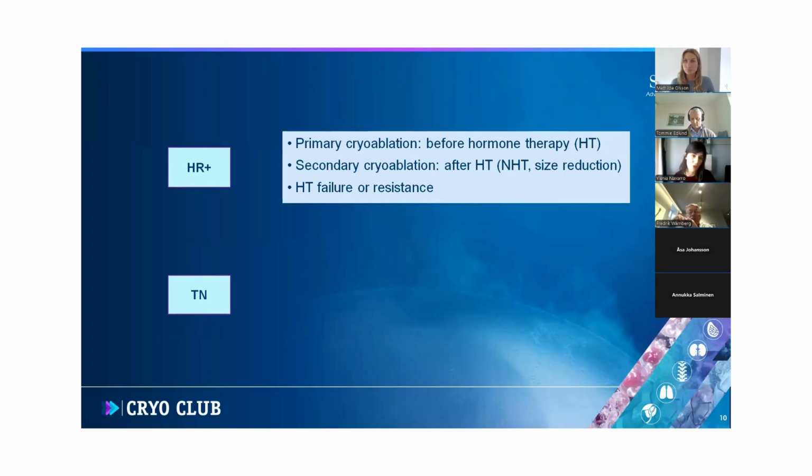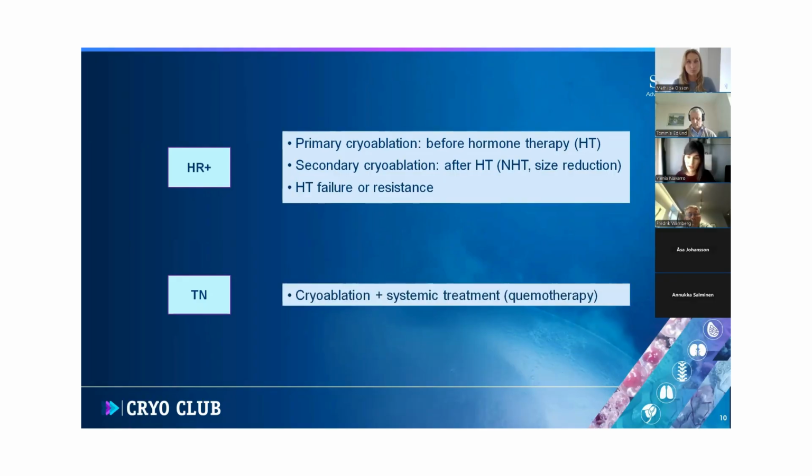How can we do this? We can do what we call a primary cryoablation, meaning that we do first the cryoablation and then the patient starts with hormonal therapy. Or normally in bigger lesions, we can do first a neoadjuvant hormonal therapy to help decrease in size the lesion, and then we do the cryoablation. And also we can do cryo after failure or resistance to hormonal therapy. And with triple negatives, it's going to be cryoablation and the systemic treatment indicated.